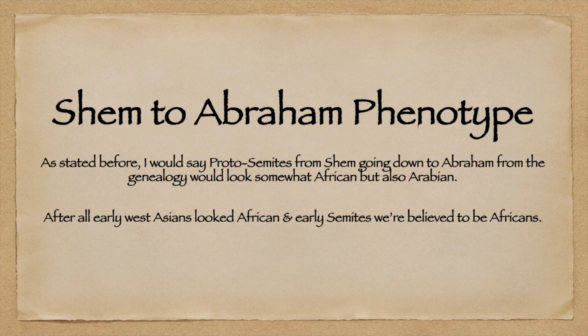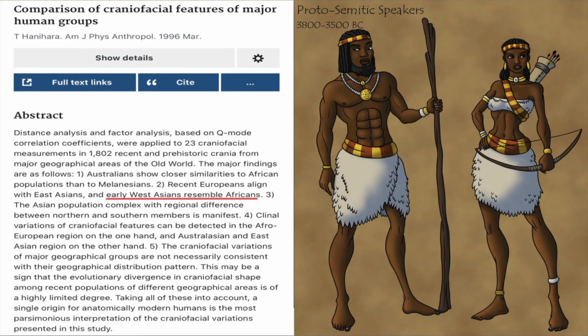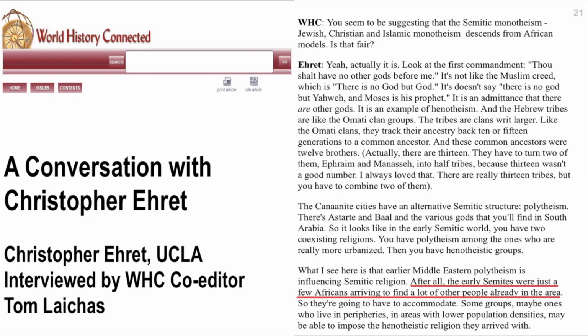So, as stated before, I would say Proto-Semites from Shem going down to Abraham from the genealogy would look somewhat African, but also Arabian. After all, early Asiatics looked African, and early Semites were believed to be Africans. Early West Asians resemble Africans, sources at the top: a comparison of craniofacial features of major human groups. And here is from a conversation with Christopher Eretz. After all, the early Semites were just a few Africans arriving to find a lot of other people already in the area.